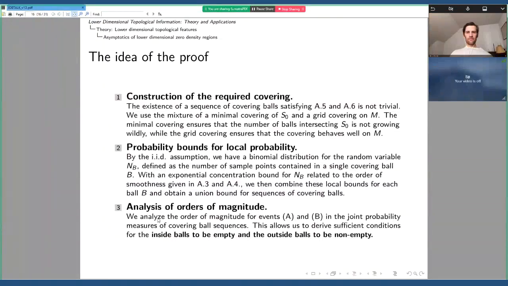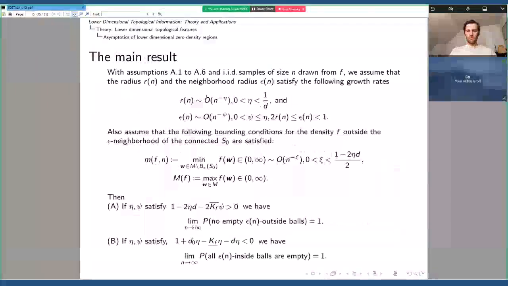And the second step is the probability bound for local probability. We use the concentration inequality to derive local bounds for each individual ball of different kinds. And then we just use the union bound to combine these local bounds into one probability bound. And the last step is the analysis of order of magnitude, which is basically a routine that allows us to come up with the sufficient condition, which involves the big O notation.